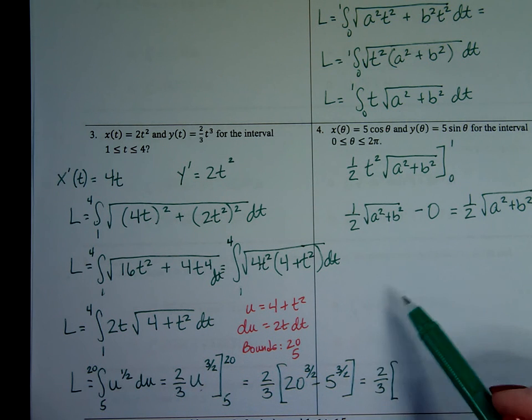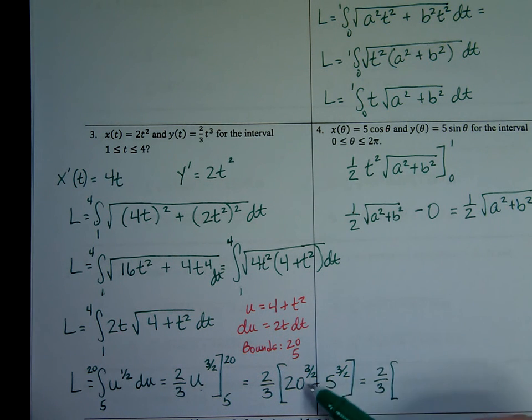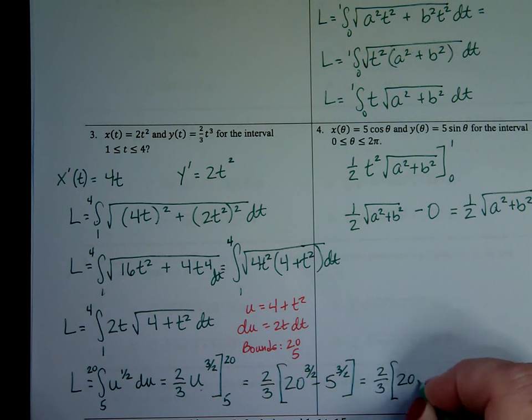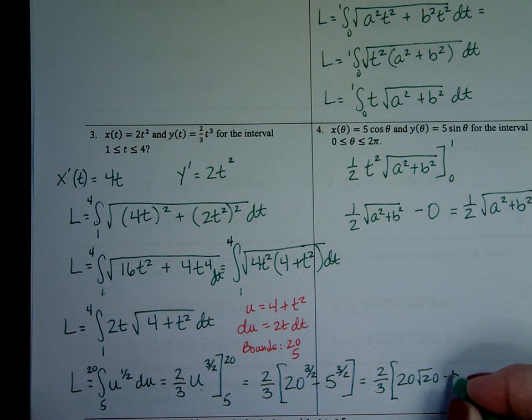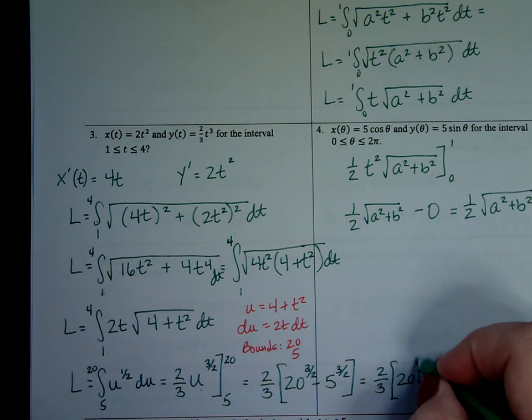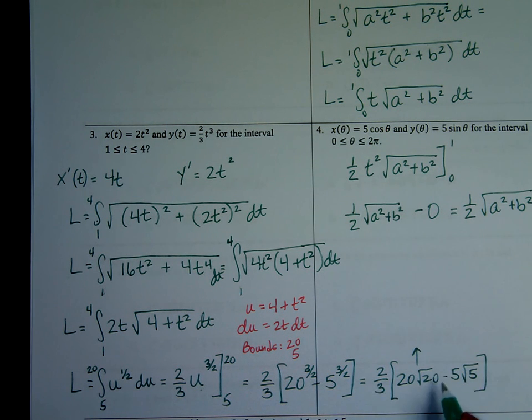Now think about this for a second. If it's the square root of 20 three times, the square root of 20, square root of 20, square root of 20, I'm going to have 20 square roots of 20. And if I do the same thing with the 5, it's the square root of 5 three times, so it is 5 square roots of 5. Well, guess what? The square root of 20 is like 4 times 5, 2 square roots of 5.